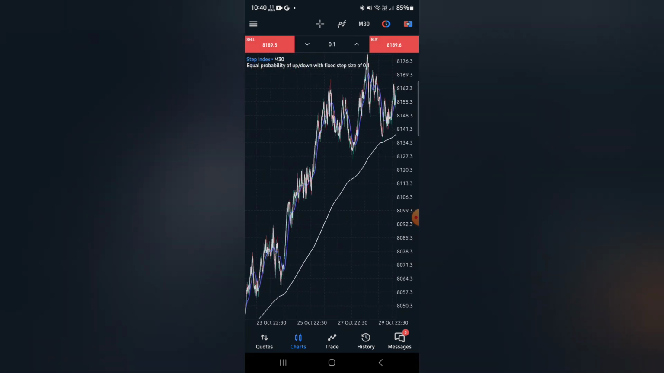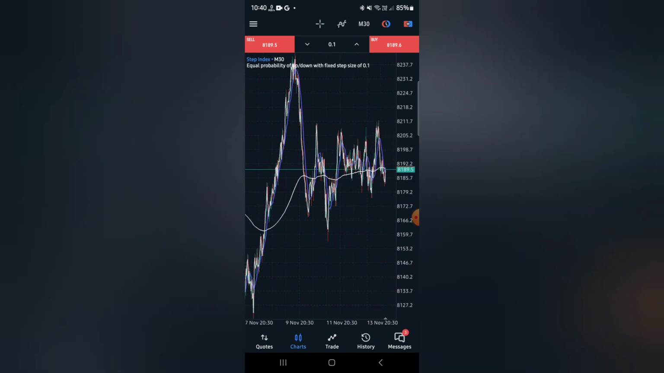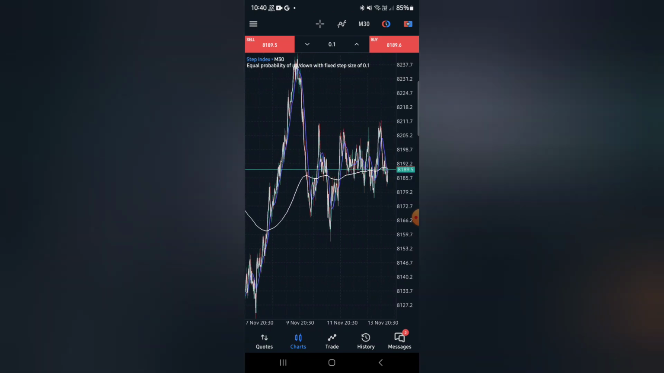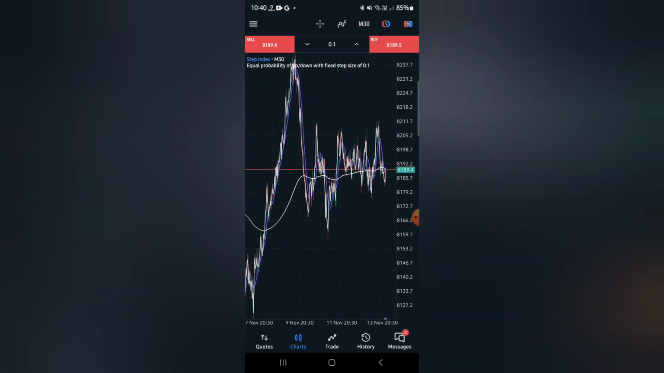So if the line is below your market, you know you're on a buy trend. And if it's in the middle, just like this right now, it means the market is about to change its trend. You don't know which direction yet till the market falls down or above it. If the line is above the market, it means it's a sell trend. If it's below, it means it's a buy trend.